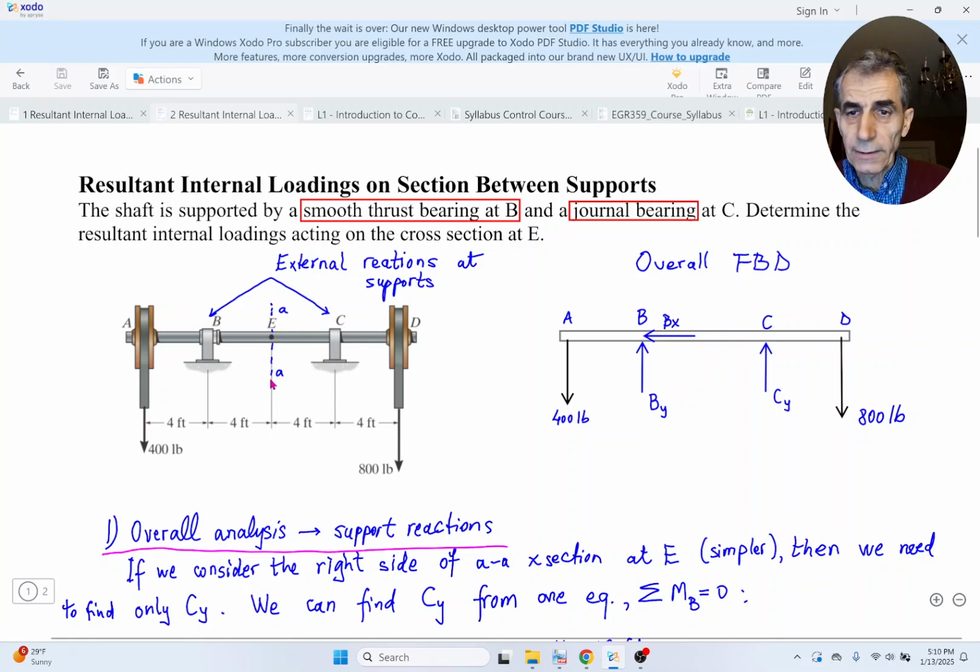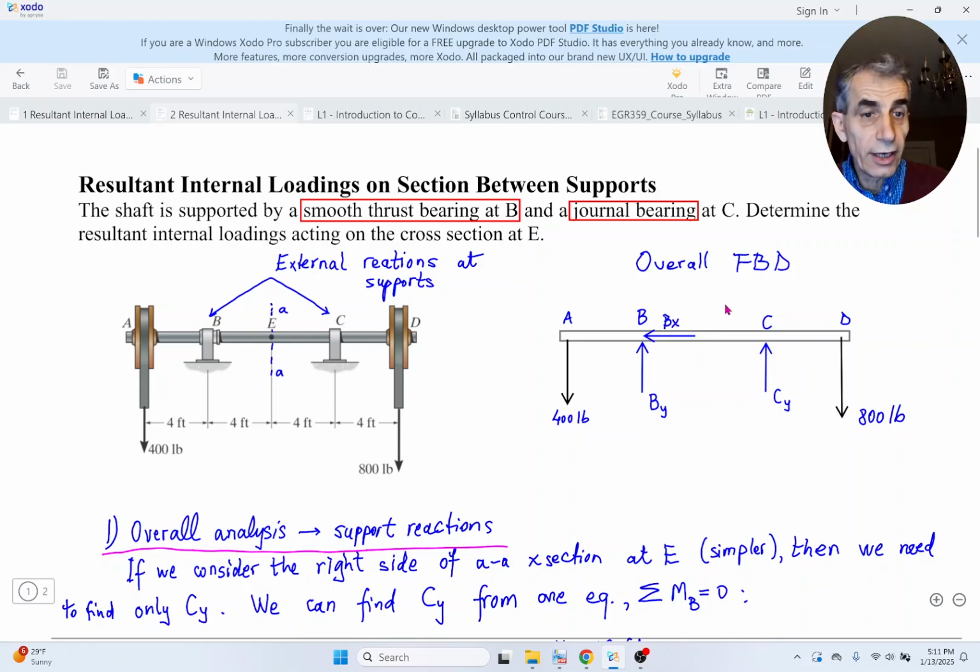We have to take a cross section, and we can take either the left or the right because even though here it says that we have a smooth thrust bearing on the left side, which introduces an axial loading there, like we can see there, as opposed to the journal bearing on the right side at point C. This introduces only a radial reaction CY, and it doesn't matter that much because we don't have any other reactions along the x-axis. So in this case, Bx is going to be equal to 0, so we can select either left or right.